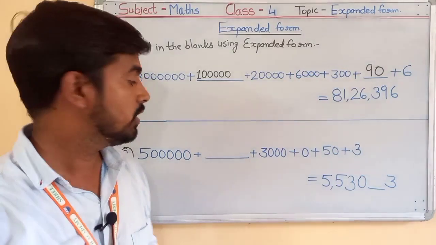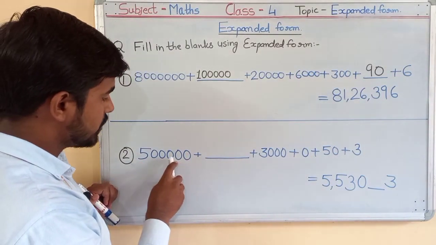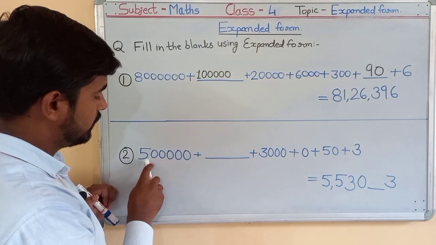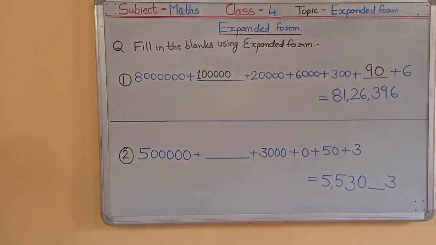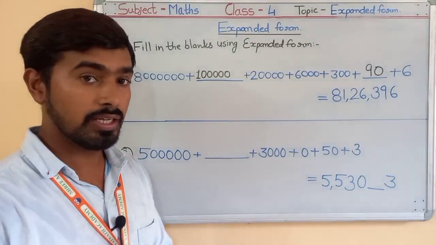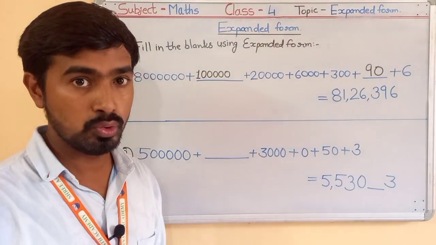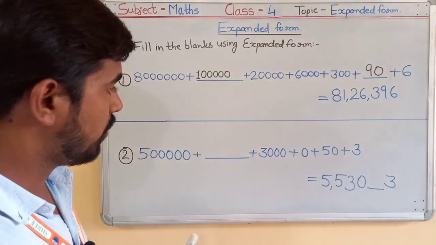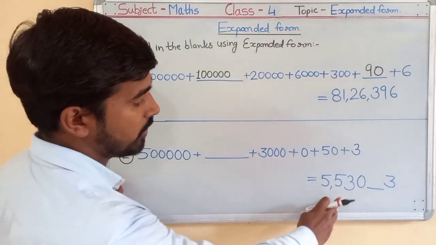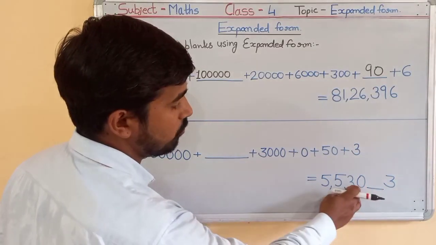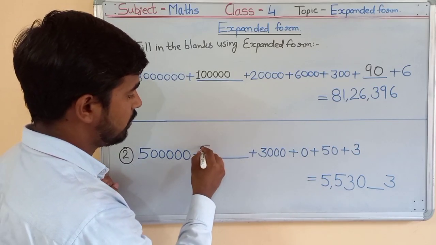First question solved. Now on the second you have ones, tens, 100, 1000, 10,000, lakh. So 5 lakh. You have 5 lakh. In the second question, this number is missing and this is missing. You have to fill in the blanks. So how to find this? First we have 5 lakh. This is the number's expanded form. Now on the second, ones, tens, 100, 1000, 10,000. We are missing 5,000.